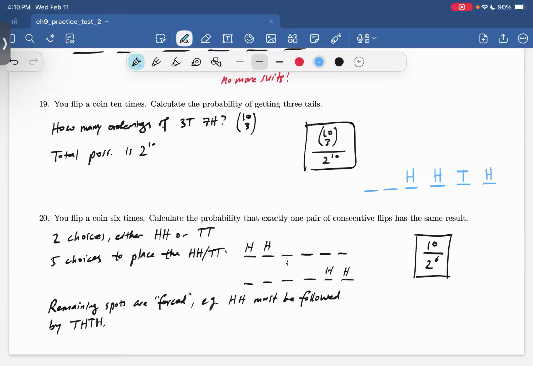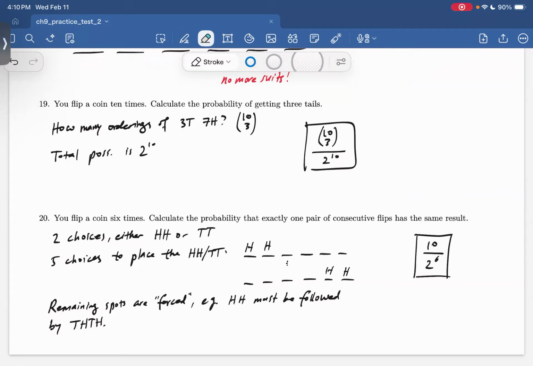In other words, everything around the consecutive pair here has to follow an alternating pattern, which means they're already set into place, basically. We can't choose anything else for the other flips. So once we've placed the double H or the double T, all the other ones fall into place and there's only one possibility. They're forced, right? So in total, we're going to have 2 times 5 desired outcomes. 2 choices for the double H, double T, and then 5 choices for where to place them. And that's it. And of course, the total number of possible outcomes is 2 to the 6 because we have 6 flips and 2 choices for each flip.